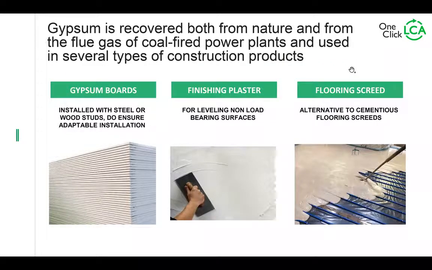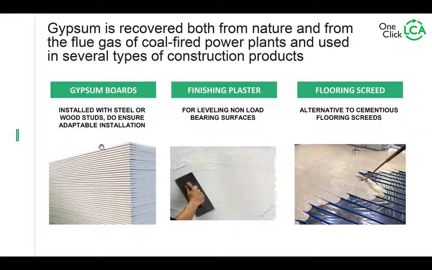Then we go to gypsum. Gypsum is recovered both from nature and from the flue gas of coal-fired power plants. And in Europe, the flue gas recovery is a very significant source of the gypsum use in total. And gypsum is used in several types of construction products. As it was mentioned before, it's mixed also into cement and such like, but it's also used for specific construction products. Mostly these are the finishing products because gypsum doesn't have structural properties.